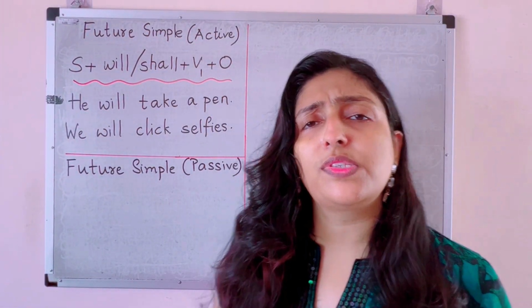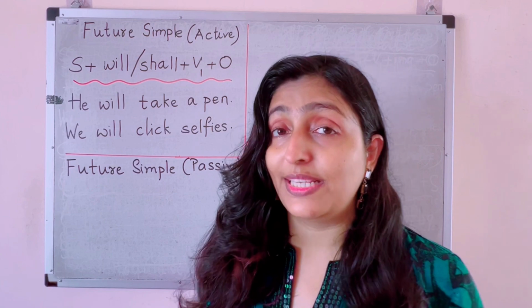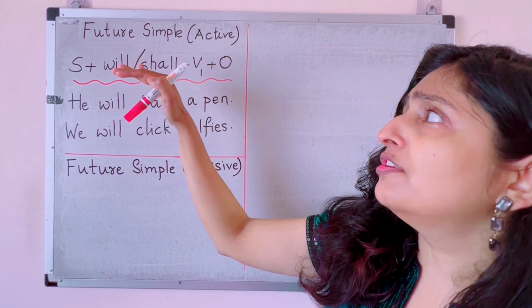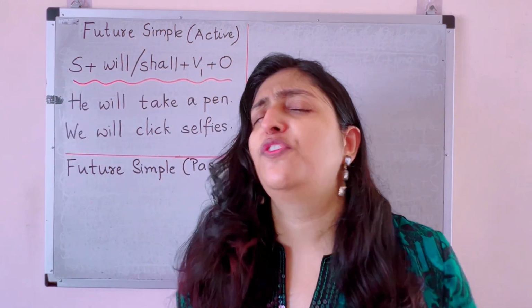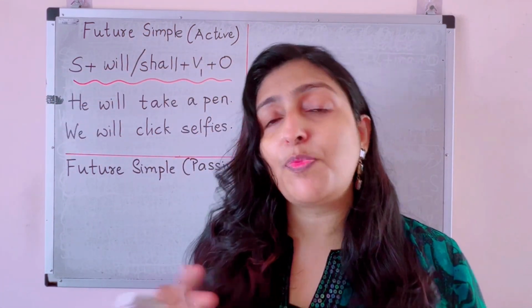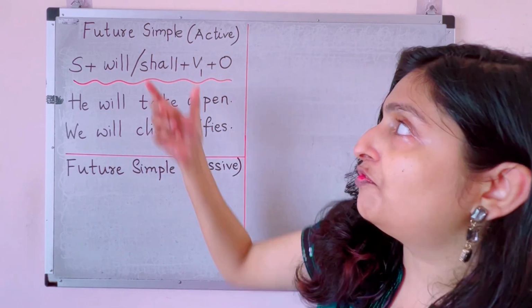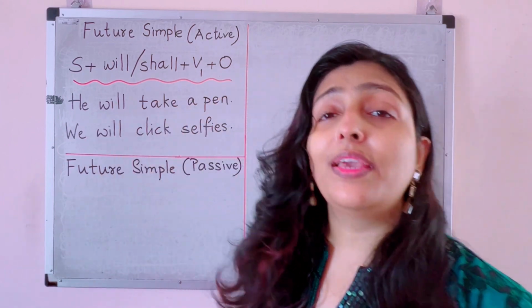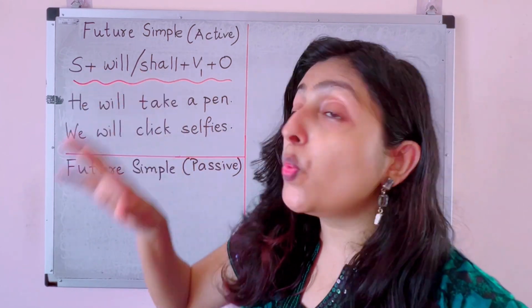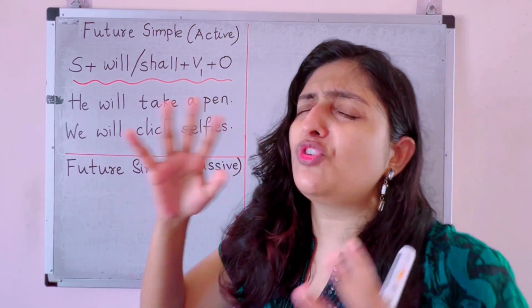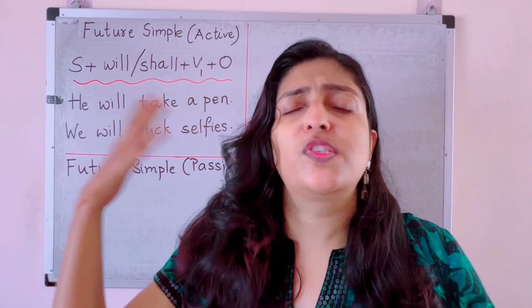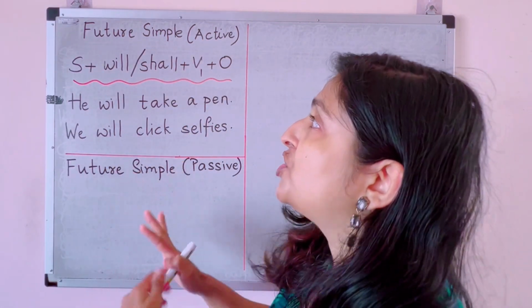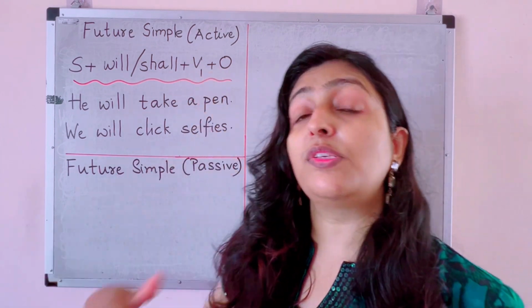The third tense form is the future tense, and it's categorized again into 4 types. The first is future simple, also called future indefinite. Present simple is present indefinite, past simple is past indefinite. So future simple or future indefinite tense, active voice. The formula is subject plus will or shall. There is a change in auxiliary verbs which you saw in present and past. In future, you need to add either will or shall plus V1 plus object.